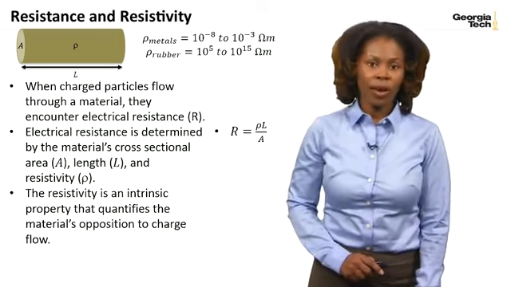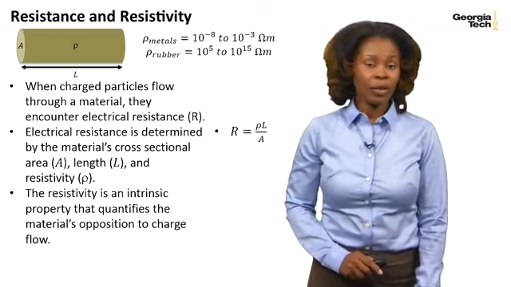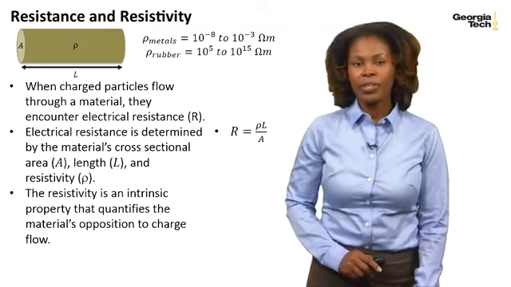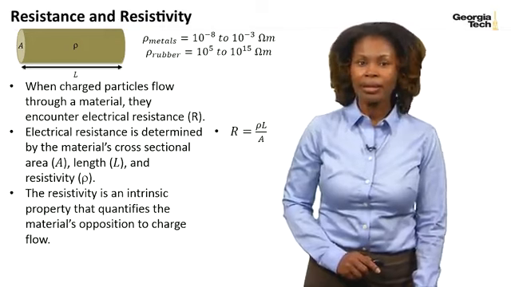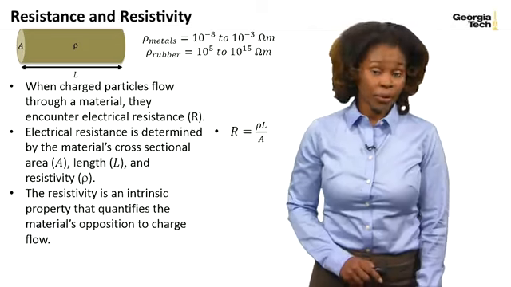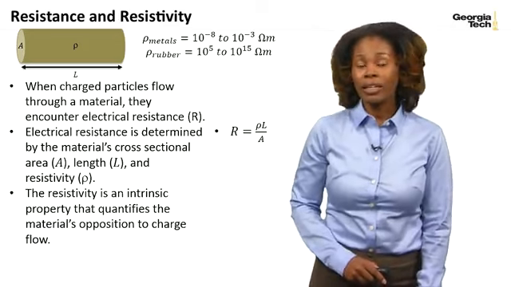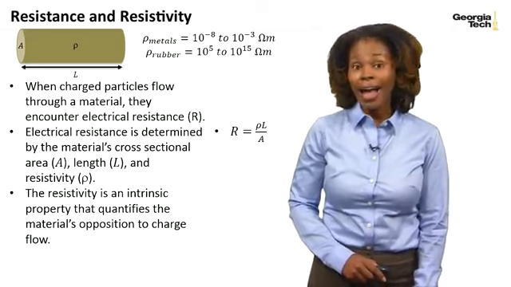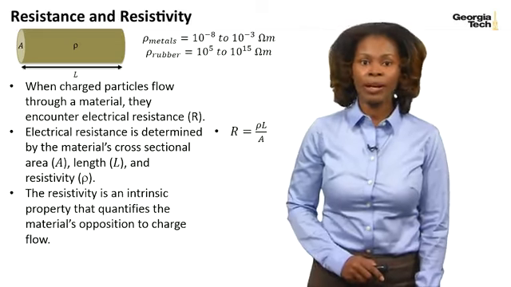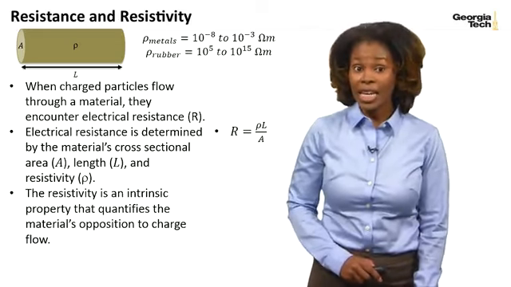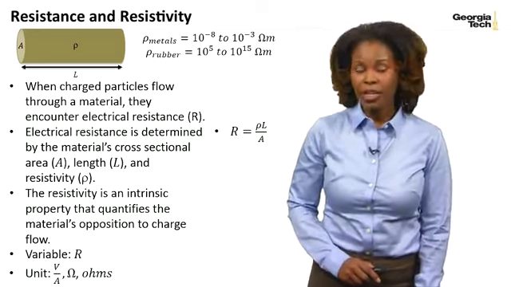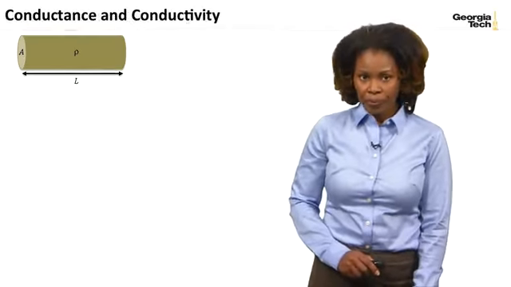And just for reference, the resistivity of metals, which are excellent conductors or have very low resistance, ranges from 10 to the minus 8 to 10 to the minus 3 ohm meters. But if you consider rubbers, which are not good conductors of electricity, they have high resistivity or high opposition to charge flow. Their resistivity ranges from about 10 to the 5 to 10 to the 15 ohm meters. The variable that we'll use for resistance is R, and the unit will be volt per amp or ohms.